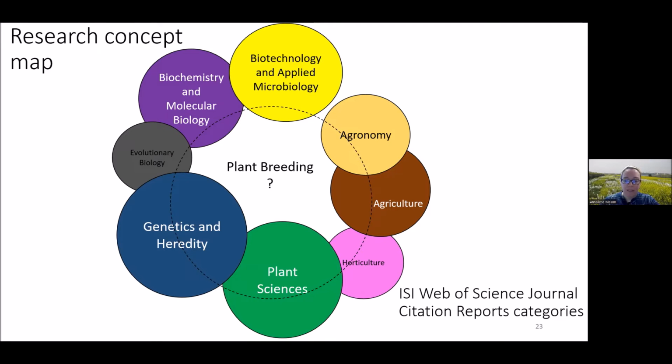And I didn't come up with these. These are the ISI Web of Science Journal Citation Reports categories. So this is the number of journals in 2019 which covered each of these fields. Some of these also are not related to plant science. So the journals in biotechnology and applied microbiology, biochemistry and molecular biology, and genetics and heredity also overlap with other fields such as medical or animal sciences. Just to give an overview.